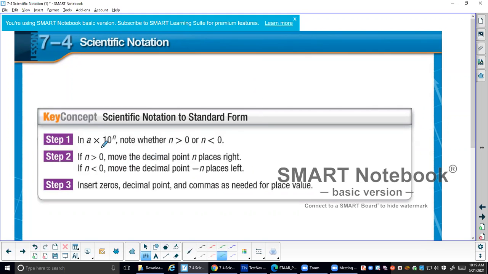If I was to remember one thing, if n is greater than 0, then we move it to the right. And if n is less than 0, we move it to the left. So that's basically just saying if you have a positive n, you move it to the right. If you have a negative n, you're going to move it to the left. I still personally like to just think of it, if it's negative, it's a little number. And if it's positive, it's a big number, and you make it a big number, okay? And you can insert zeros and decimals and commas as you need it.